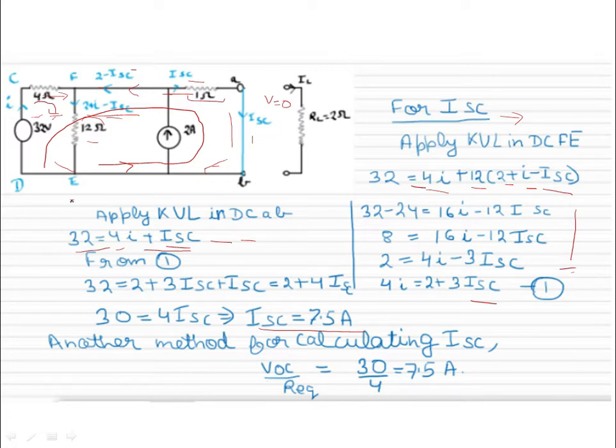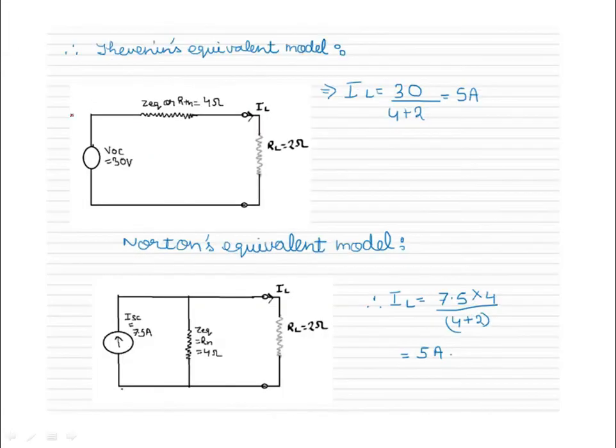Instead of going through this long method, you can also use the method which we have seen, that Z equivalent is equal to VOC upon ISC, and thus by putting the values of Z equivalent and VOC, you can find the value of ISC, which is VOC upon R equivalent, which is 7.5 ampere. So this is our Thevenin's equivalent model, and now we will find the current flowing through RL, which is IL, by applying KVL. So 30 divided by 4 plus 2 is the current flowing, which is 5 ampere.